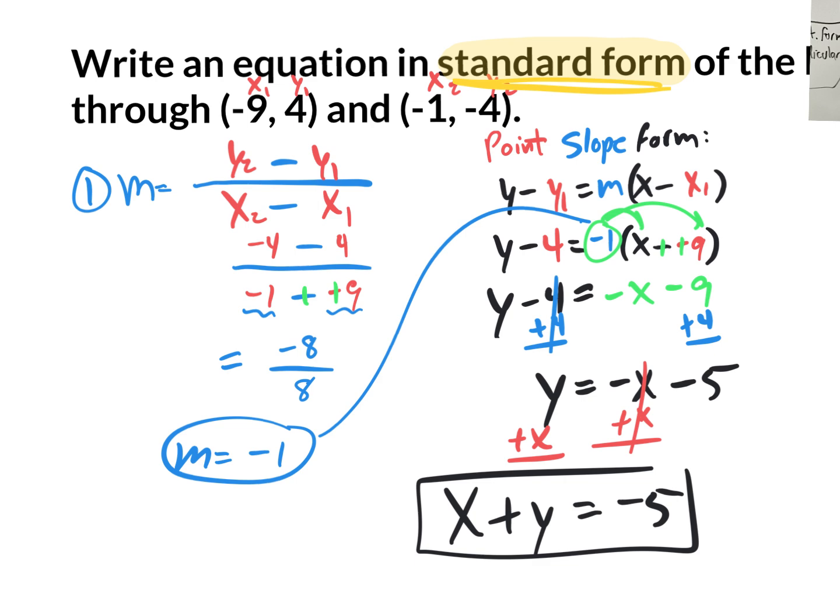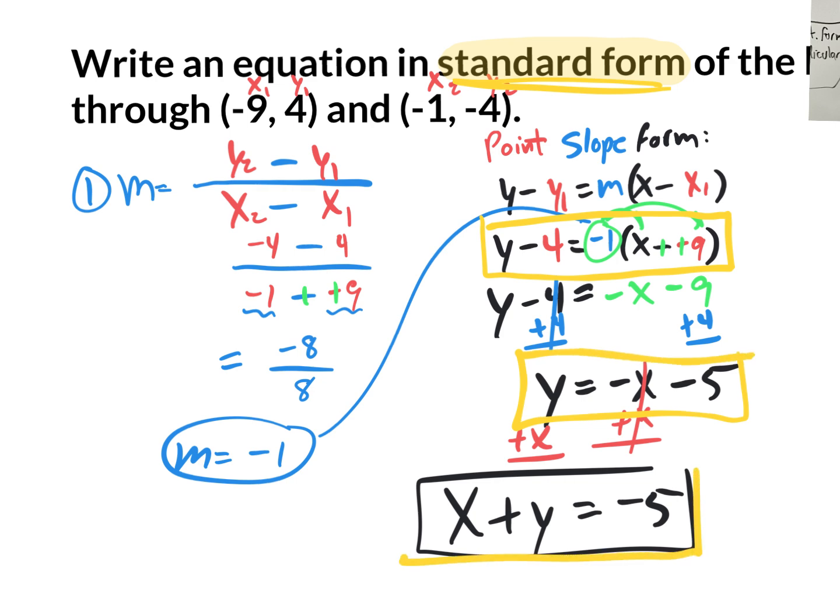Okay. Now, again, I went through all three forms in this question. Sometimes I'll just say write it in point slope form, and this right here would be your answer if I told you to write it in point slope form. Or I may ask for it in slope intercept, and you would stop right here, y equals -x minus 5. But right here on this one, I did ask for standard, and you got to go all the way to standard, okay?